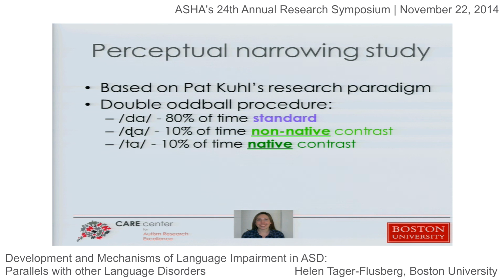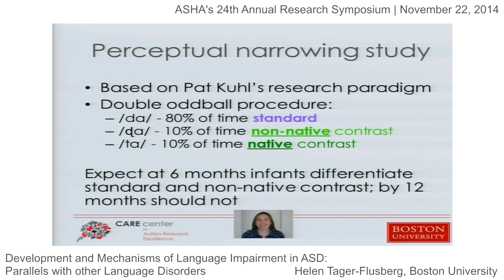And we took one of Pat Kuhl's research paradigms, and it's a double oddball procedure. And basically, the baby, still sitting on mom's lap, is hearing da, da, da 80% of the time. 10% of the time, they hear a native contrast, ta, which we can all hear. And then 10% of the time, they're hearing a non-native contrast, which I'll attempt to produce. Okay, which you shouldn't hear as being different from da, unless you're Hindi speaking. Okay, so as I say, at 6 months we expect all the infants to differentiate the standard and the non-native contrast, the ta, and the non-native da, but by 12 months not to do so.